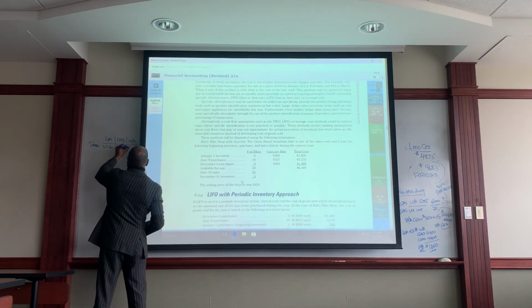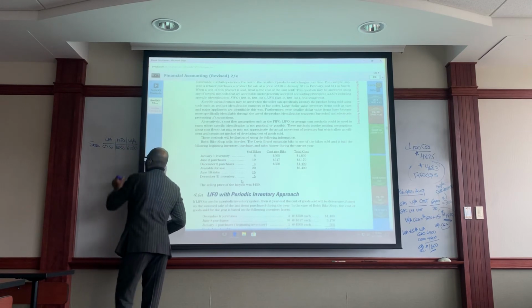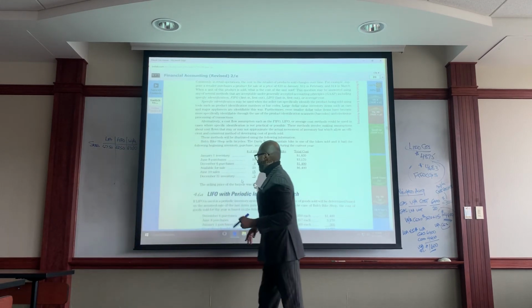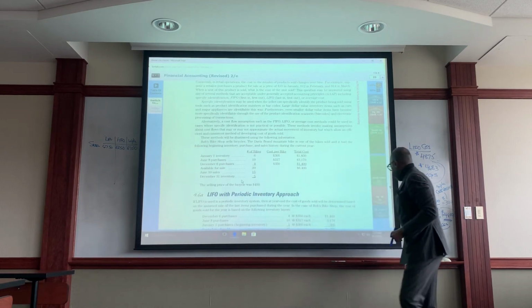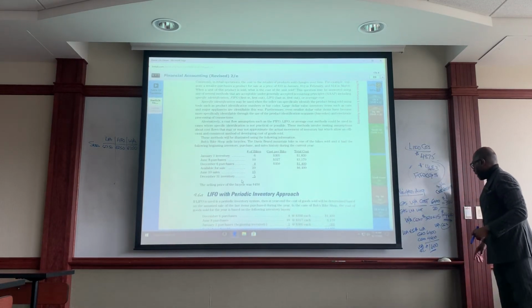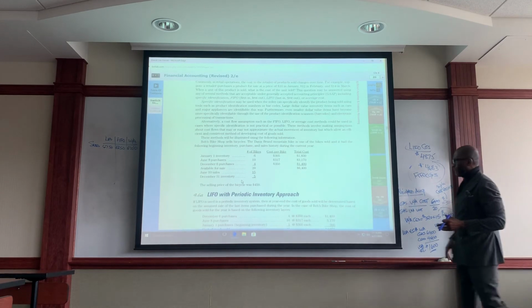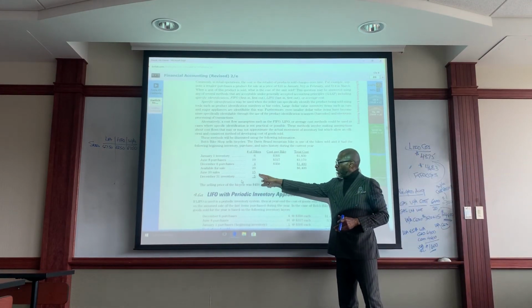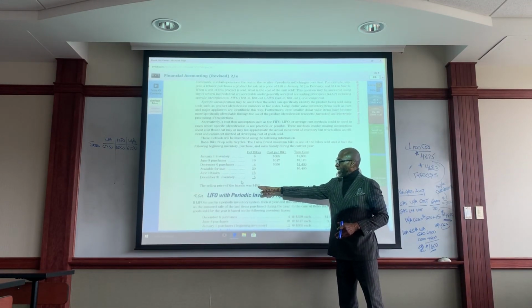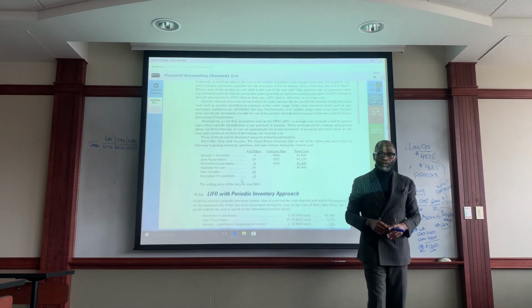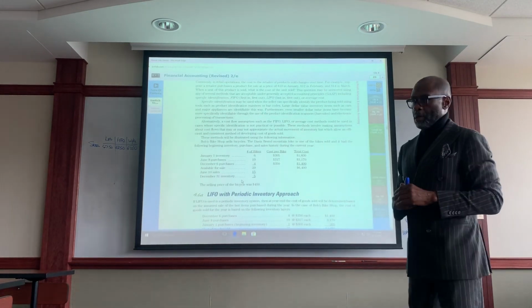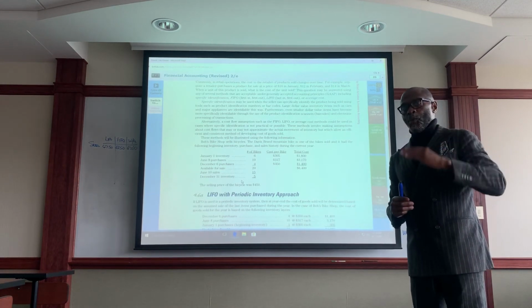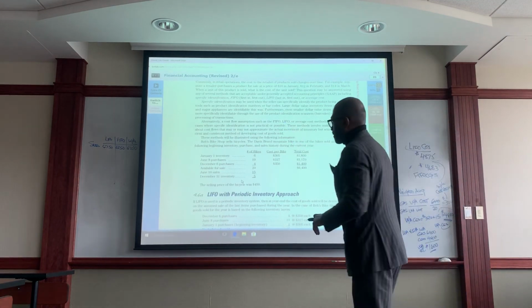How did I get that $6,750? I got $6,750 by taking 15 units sold times a sales price of $450. 15 times $450 gave me $6,750. That represents the total sales price. Whether I use LIFO, FIFO, or weighted average, that sales price will be the same.